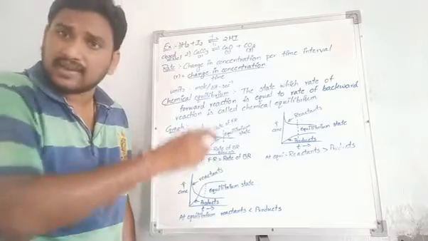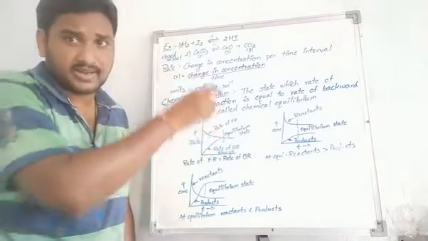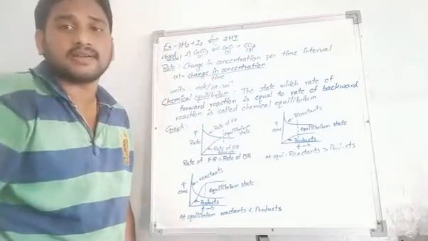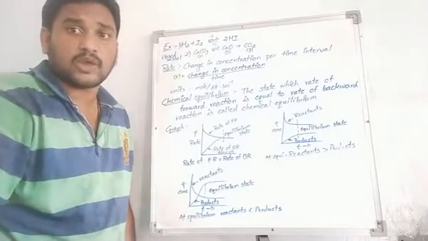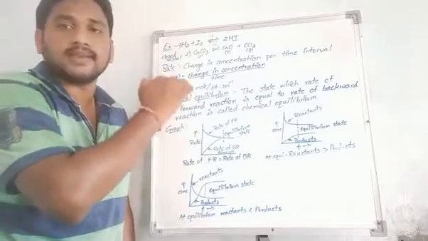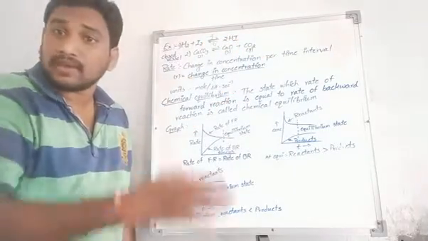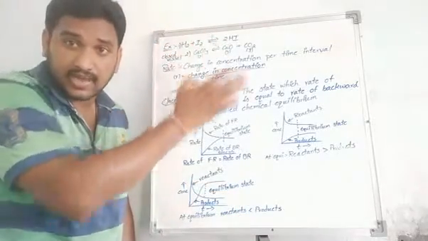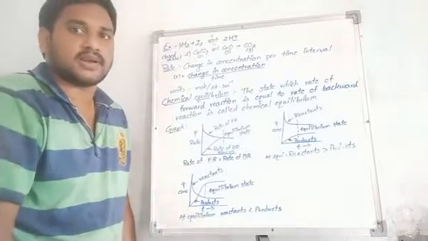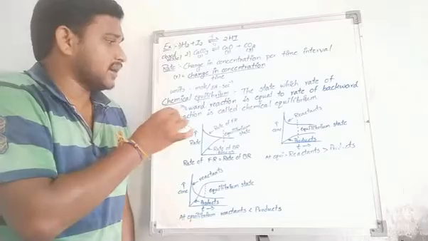I repeat once again, students. Based on the reactant, what is the definition of rate? The decrease in the concentration of reactant per time interval. One more definition is based on the product: the increase in the concentration of product per time interval. In a chemical reaction, one is the decrease in the concentration of reactant, and another is the increase in the concentration of product. Okay. Students, chemical equilibrium.